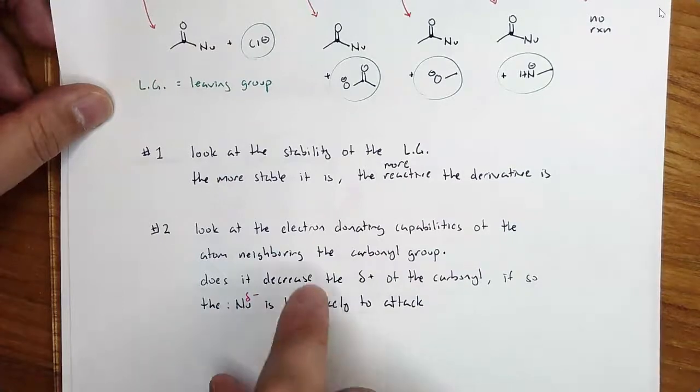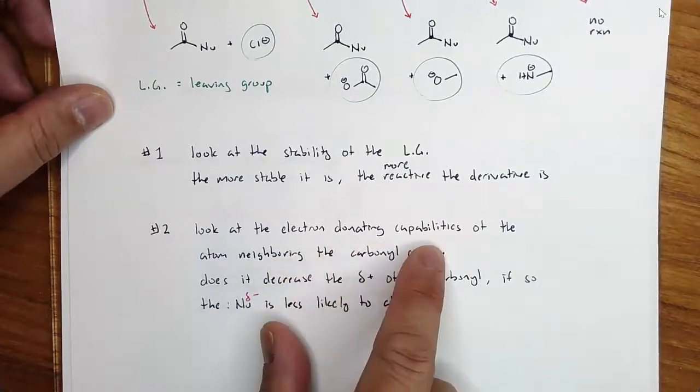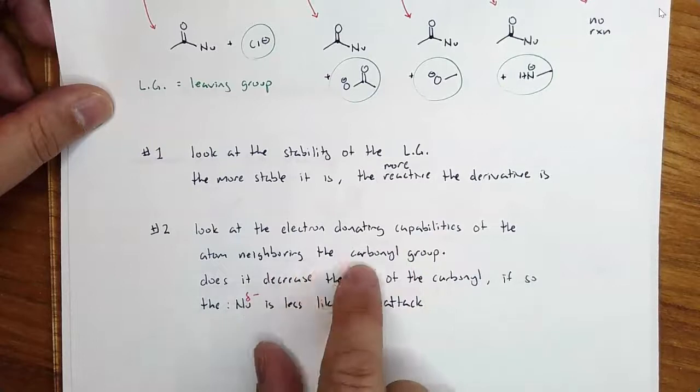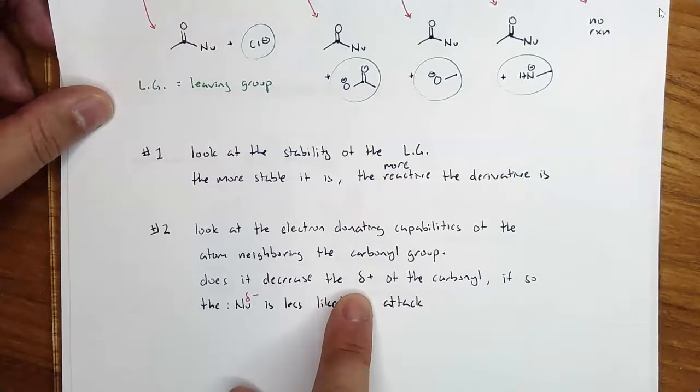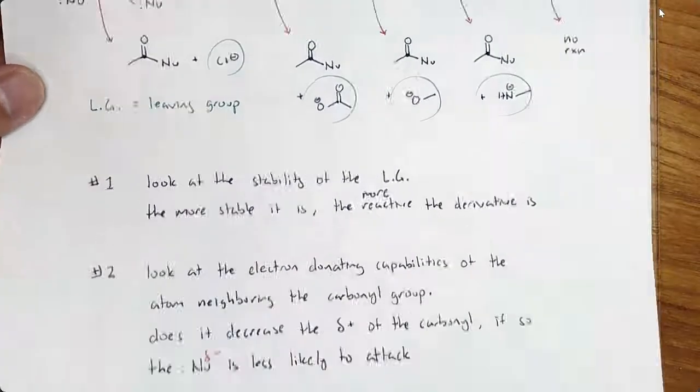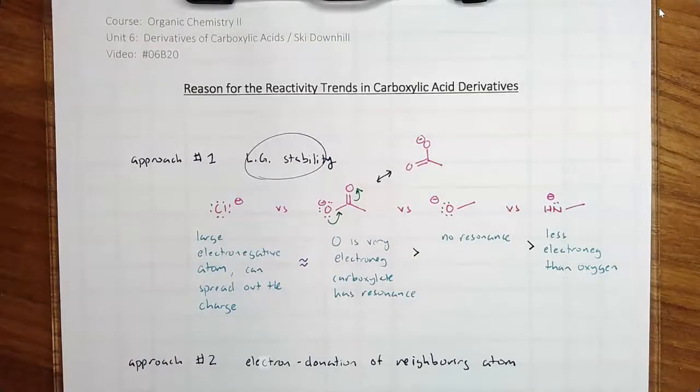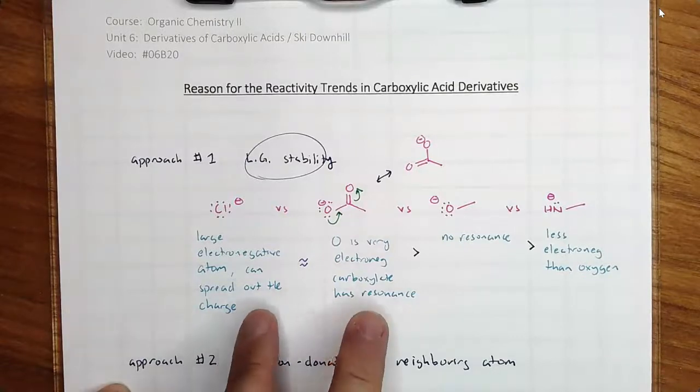Approach number 2 is we look at the electron donating capabilities of the atom neighboring the carbonyl group, and if it does donate its electrons very well, then the partial positive of the carbonyl is reduced. So we are going to use approach number 2 to differentiate these two.